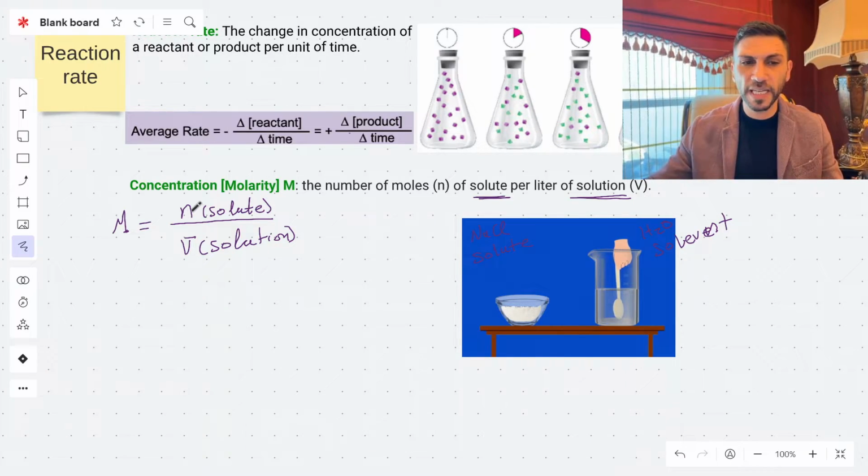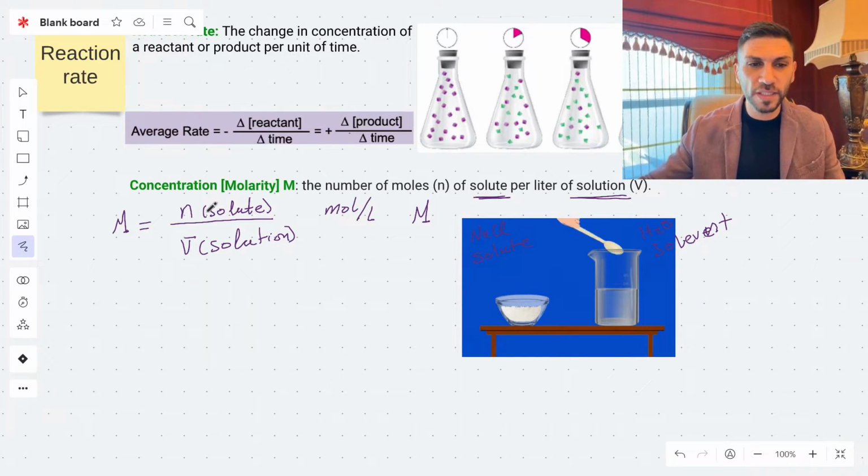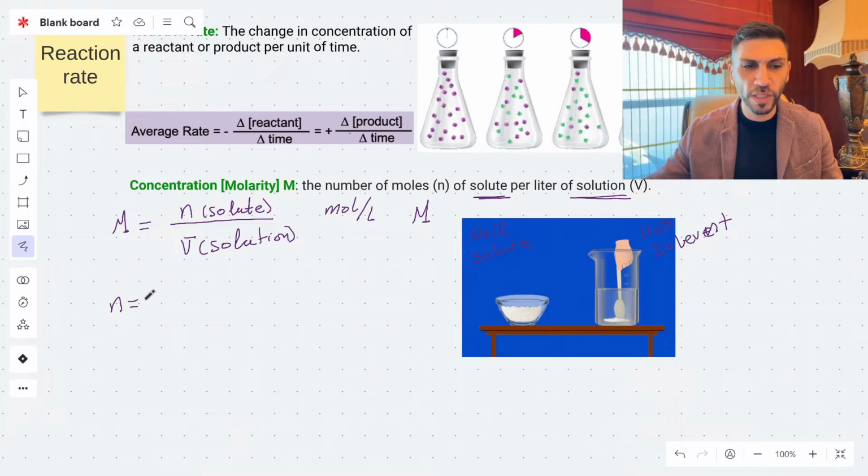Some students make a mistake. They write the number of moles of solute over the volume of the solvent, which is incorrect. It should be the volume of the solution. The unit of moles is mole. The unit of volume is usually liter. And we give the molarity this unit, mole per liter, or capital M, which means molar. Now, what is the number of moles? To calculate the number of moles, it equals the mass in grams over the molar mass, which is in gram per mole.